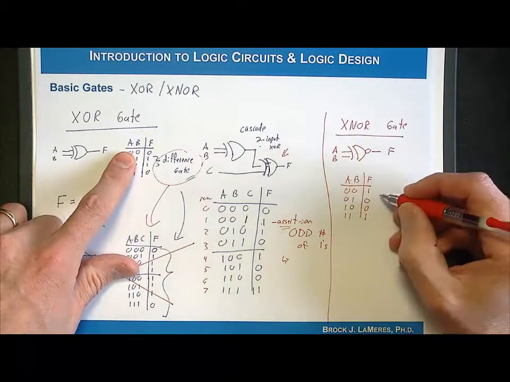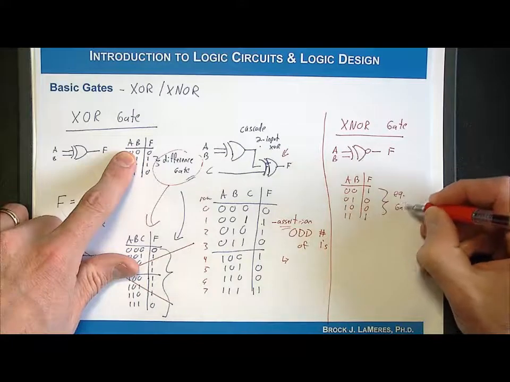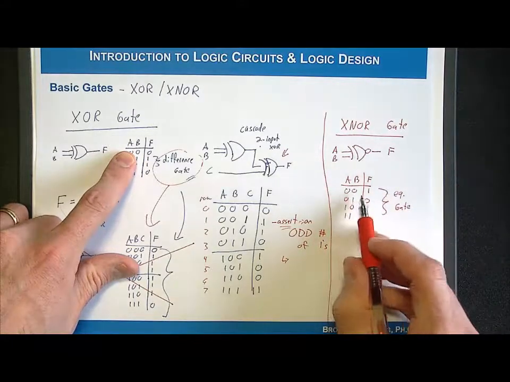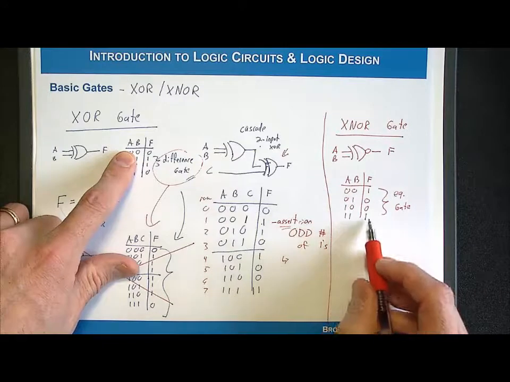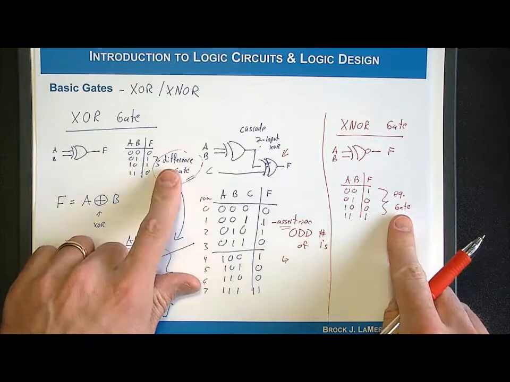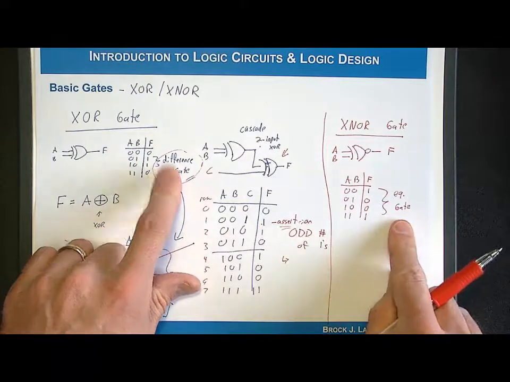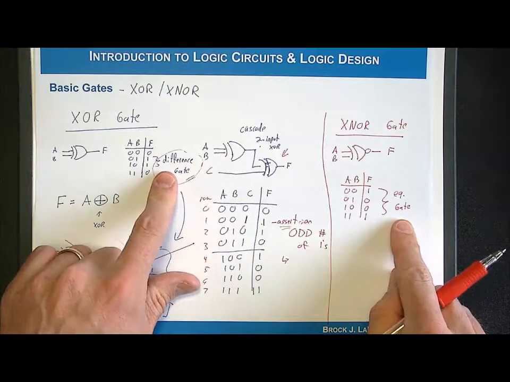Now if you look at this, sometimes this is called an equivalence gate, because it will be asserted whenever A and B, or whenever the inputs are equal to each other, and it will be unasserted when they are different. So you have a difference gate as an XOR gate, and the equivalence gate is an XNOR gate. That only applies to the 2-input versions.